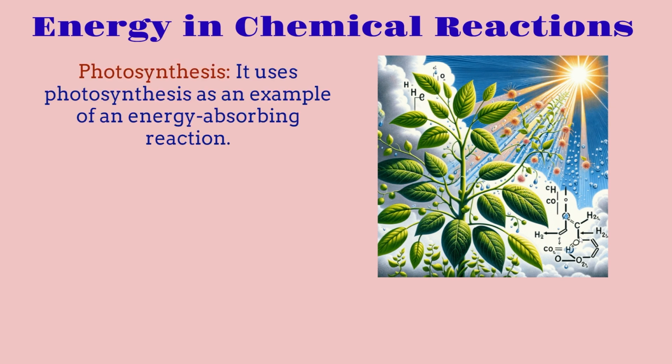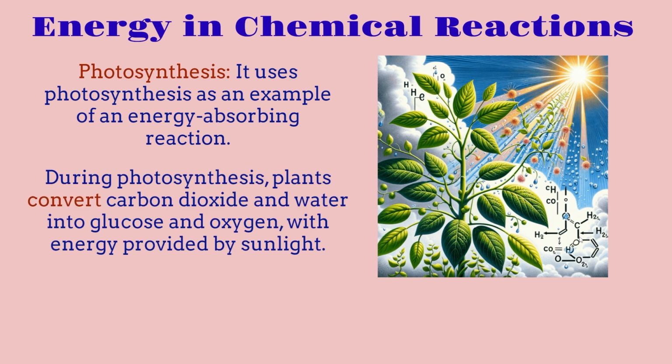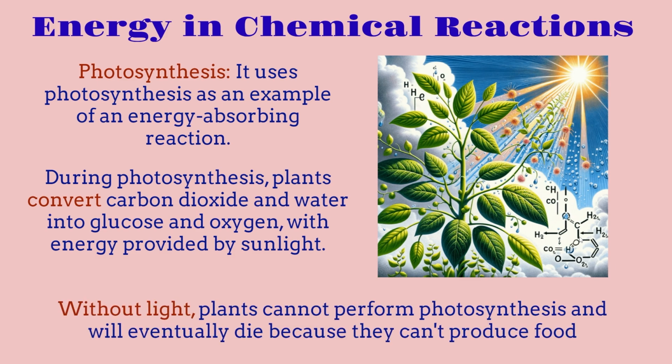So plants use photosynthesis as an energy absorbing reaction. So basically what they do is take energy from the sun and they absorb that energy. So during photosynthesis, plants convert carbon dioxide and also water into glucose and oxygen, which they store inside of their cells, and they do this with the energy provided by sunlight. And without light from the sun, plants actually cannot perform photosynthesis and will eventually die out because they cannot produce food. So this is our first example of photosynthesis, and then later on we're going to see how this relates to endothermic and also exothermic.